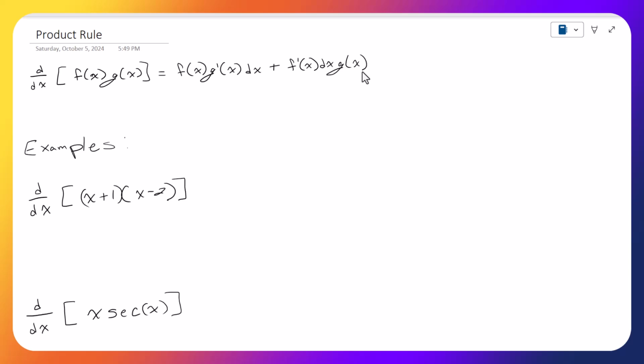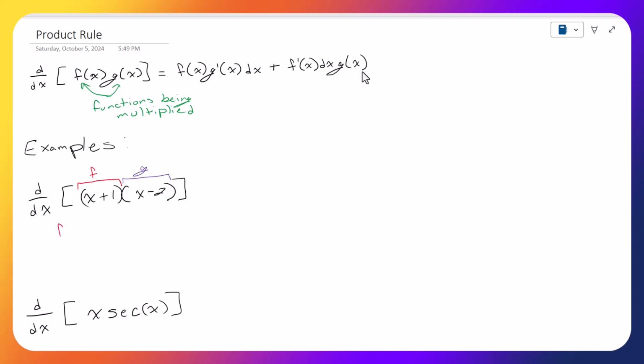And our cue here that we want to see is functions being multiplied. That's our cue, if we see things being multiplied. So first one, we want to take the derivative of x plus 1 times x minus 2. Well, let's call our x plus 1 f, and let's call our x minus 2 g.